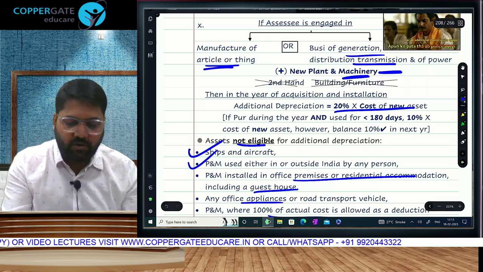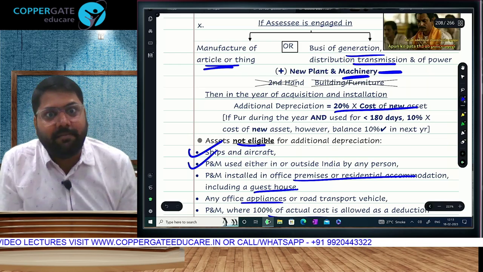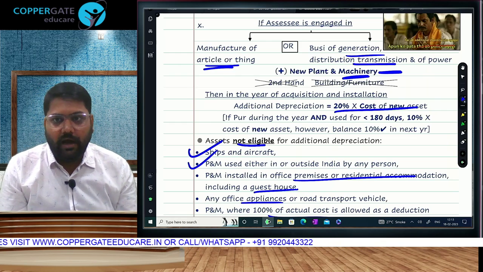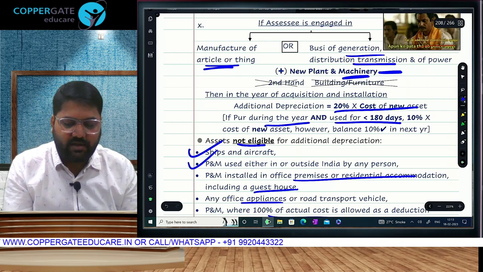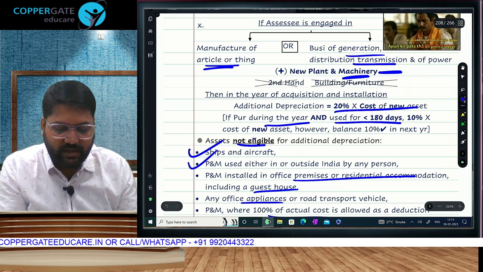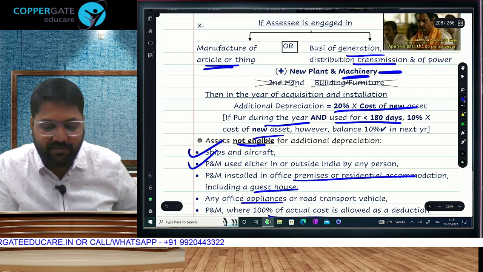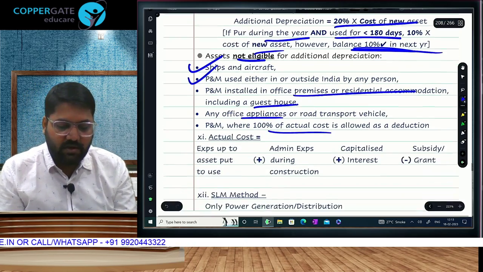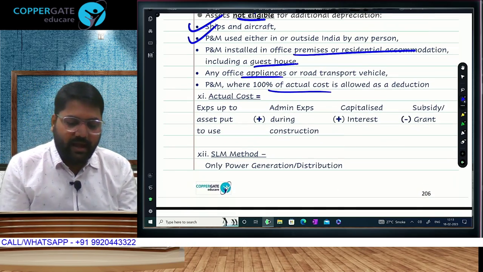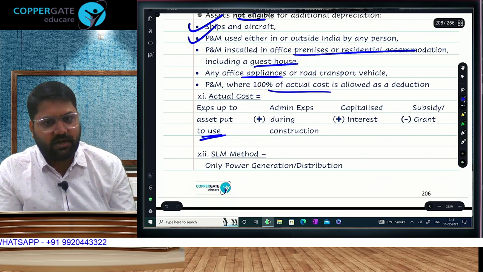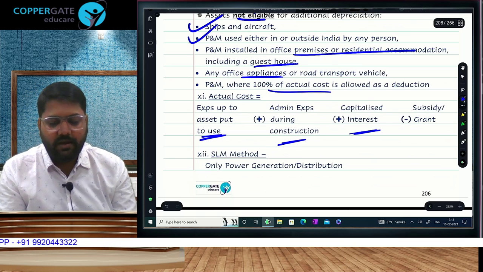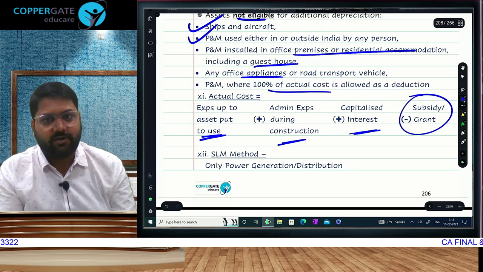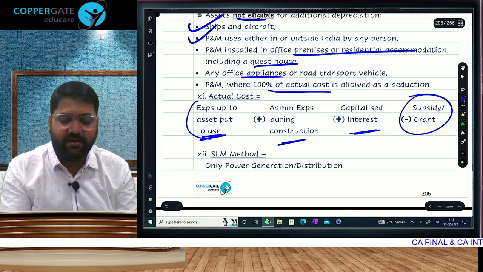Then 20% of cost will also be allowed as a deduction over and above the normal depreciation. Normal will be on block, but 20% of cost will be allowed as a deduction. And of course, if purchased during the year and used for less than 180 days, so half, 10%. But the remaining half will be allowed in the very next year, even if it is not the year of acquisition or installation. Actual cost: all expenses incurred before using the asset for the first time, any interest capitalized before using the asset for the first time, minus any grant or subsidy received.